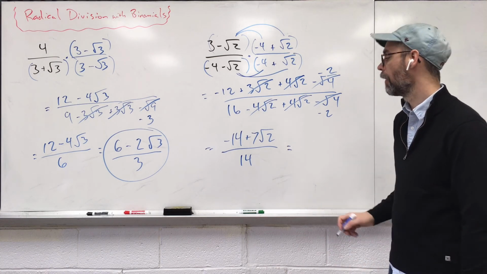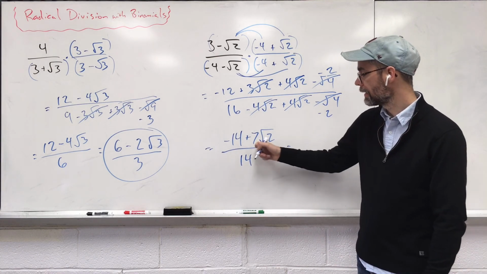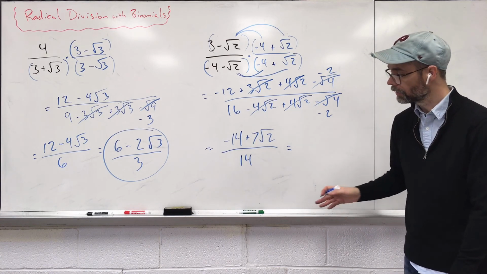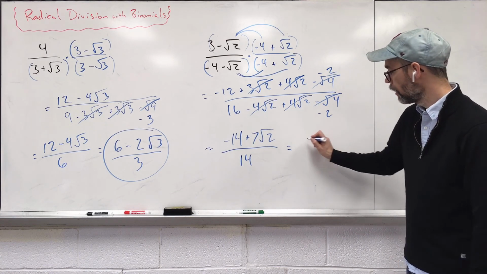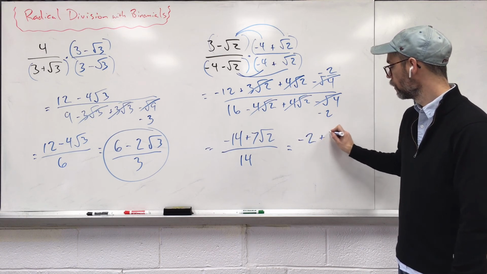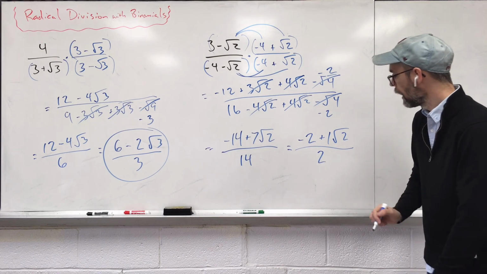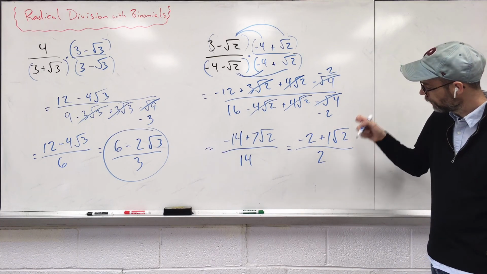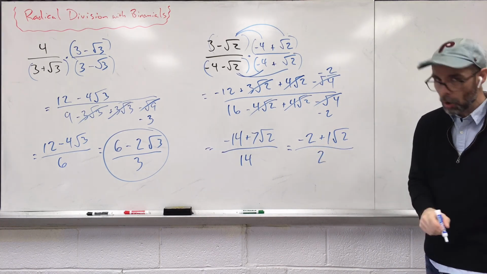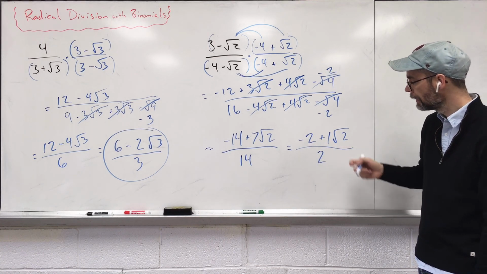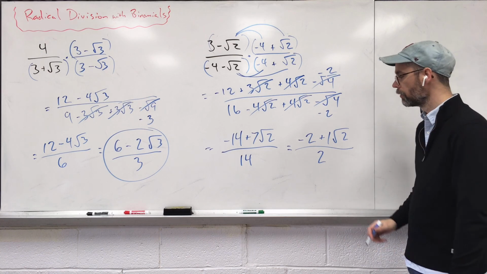We can simplify. 14, 14, and 7, they all share a number. That number they share is 7. So let's divide everything by a 7. And we're going to end up with negative 2 plus 1 radical 2 all over 2. Now, can I cancel this 2 with that 2? Nope. These 2 are on the outside. This 2 is on the inside. All separate kind of 2's.